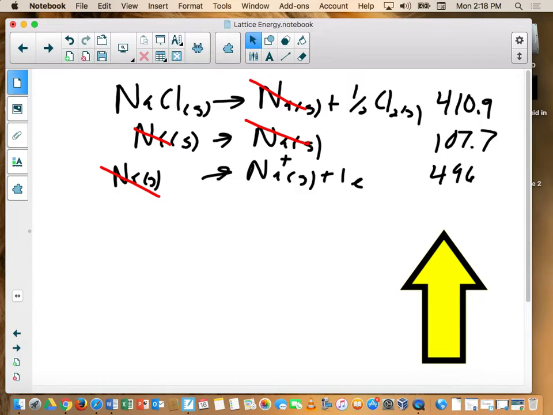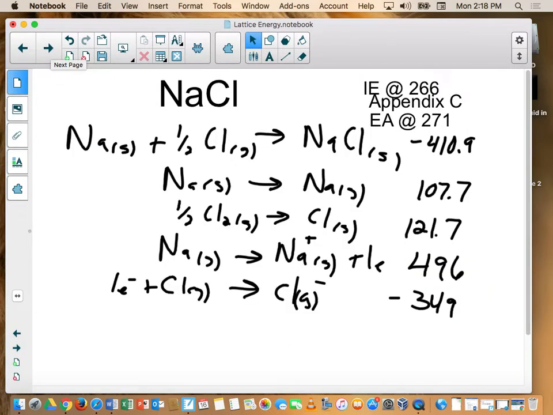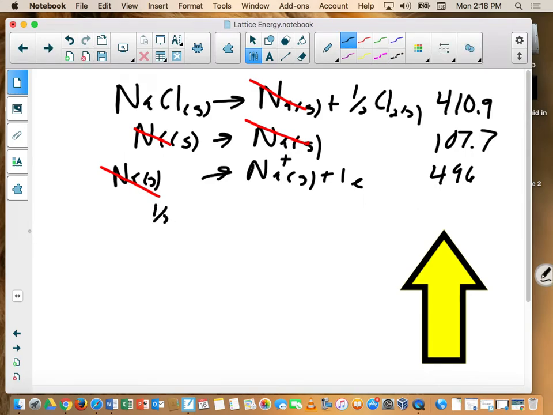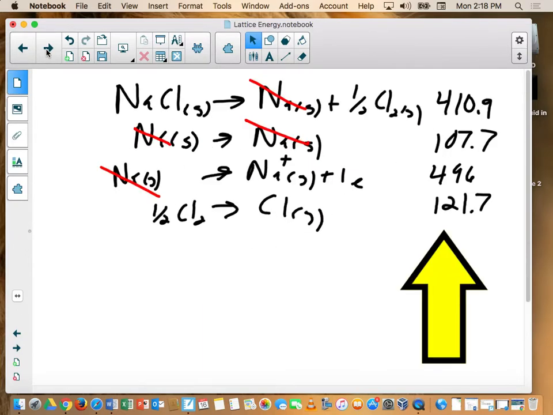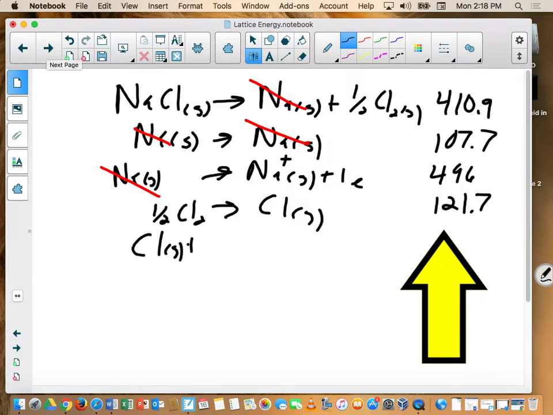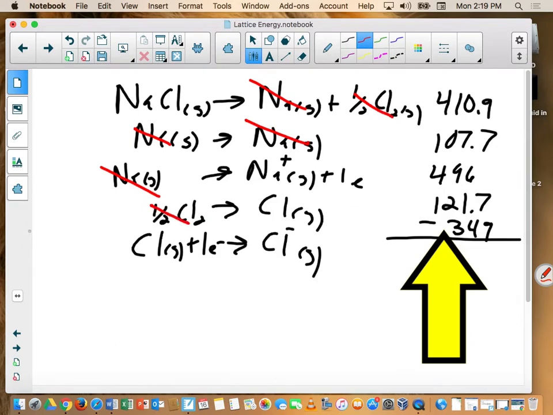All right, so then we go back over to my chlorine, using that value, 1/2 Cl2 is going to Cl gas, and that is 121.7 kilojoules per mole. And then lastly, the electron affinity, taking Cl gas plus 1 electron gives me Cl negative gas, and that's negative 349 kilojoules per mole. All right, so we go through there. My Cl2 is gone, my Cl gas is gone, my 1 electron is gone.